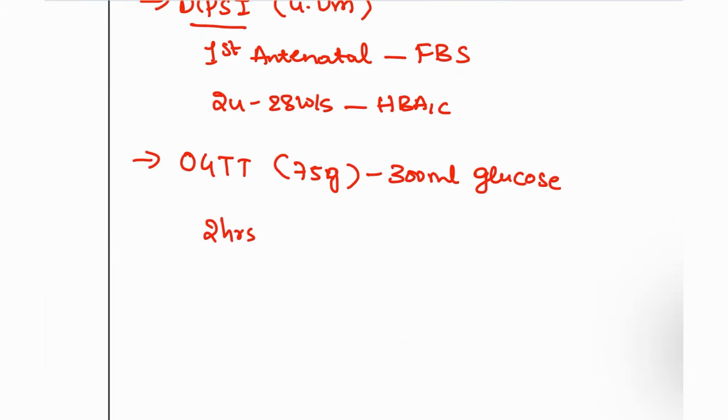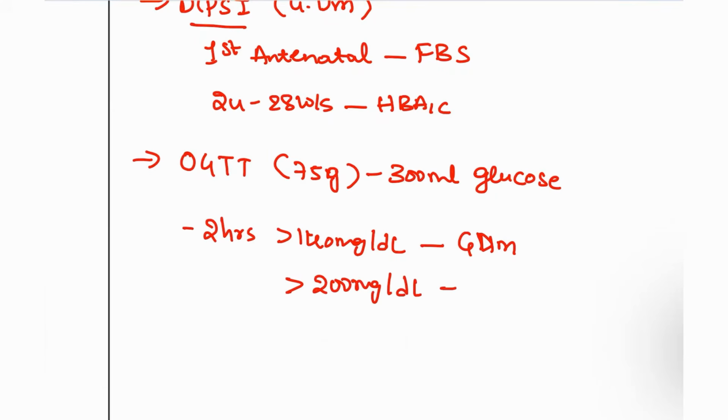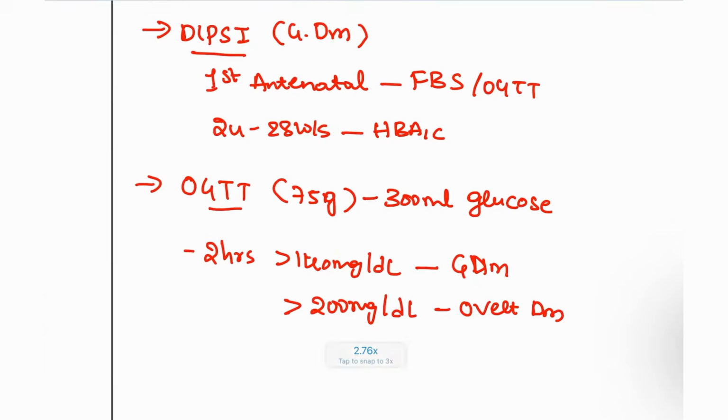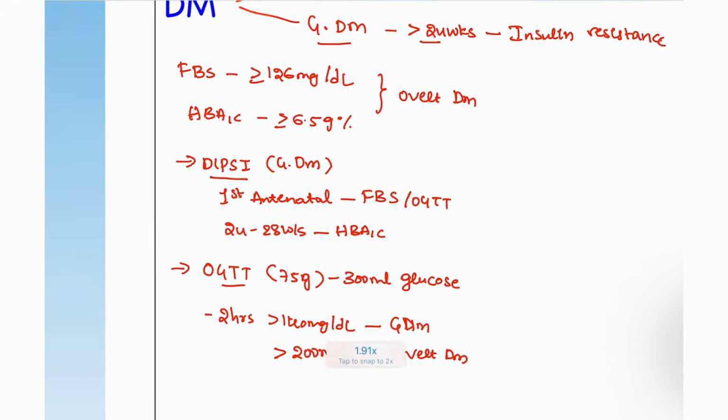If the 2-hour value is more than 140 milligrams per dl, then this is considered gestational diabetes mellitus. And if it is more than 200 milligrams per dl, then this is considered overt diabetes mellitus. On the first visit itself, this test should be done for the patient. This is the first protocol and the guidelines that we have to follow for our patient.